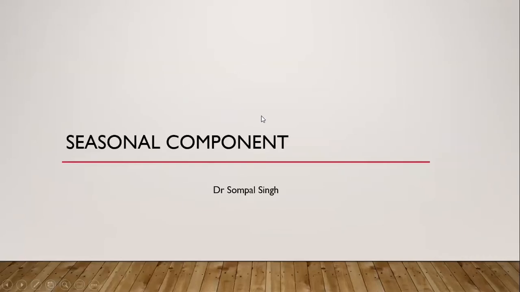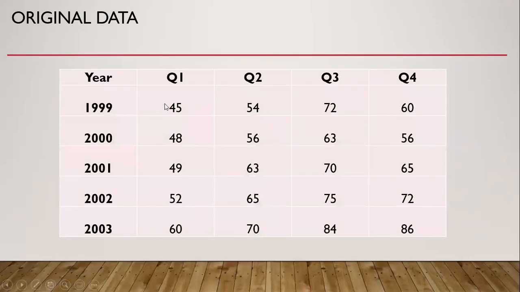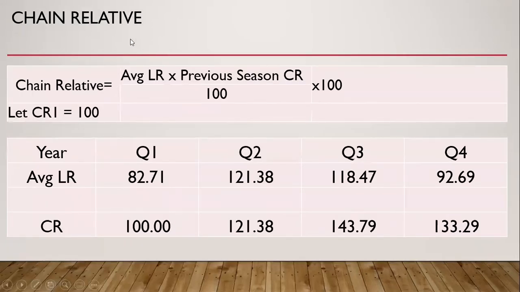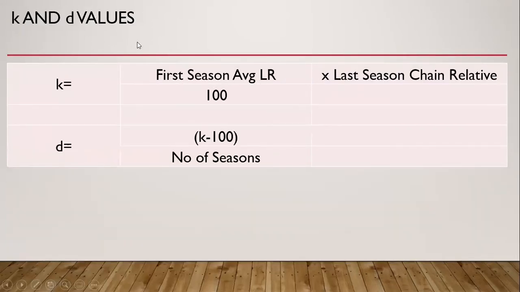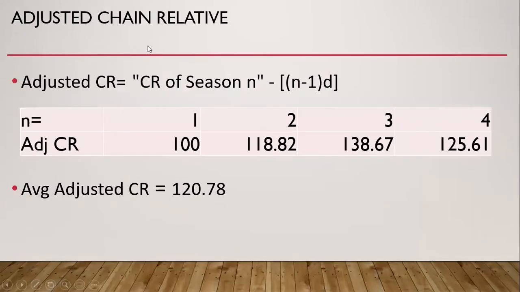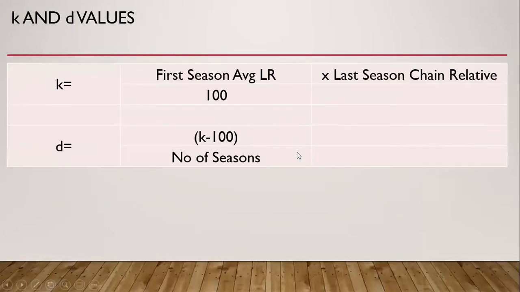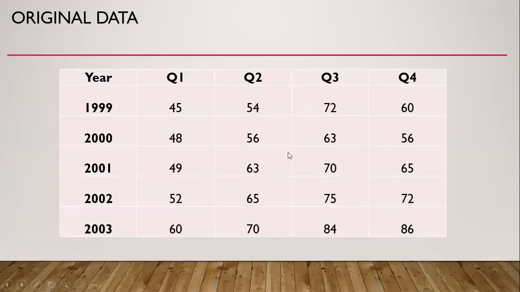Now we come to the seasonal component. This is the original data. For the seasonal component analysis, we first need to calculate the link relative, then the chain relative, then K and D values, then the adjusted chain relative, and then the seasonal indices. Finally, we need the seasonal indices. So let us see each one of these one by one.